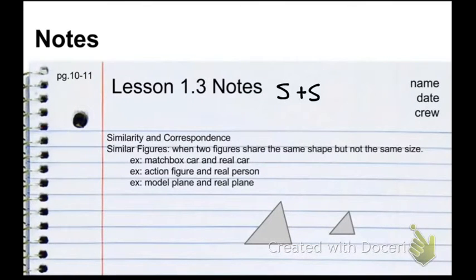First, we're going to get our notes ready. We're on page 10 and 11 in our book. It is lesson 1.3 notes, and it is in our new unit, Stretching and Shrinking, which is why I've got the S and S. And we're going to want to make sure we have the name, date, and crew on this page as well. Now, the very first thing we're going to talk about, the very first heading, is similarity.